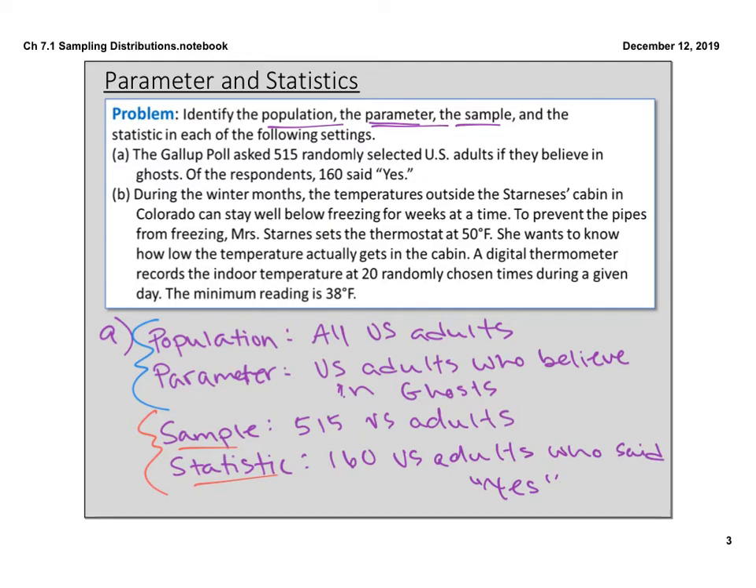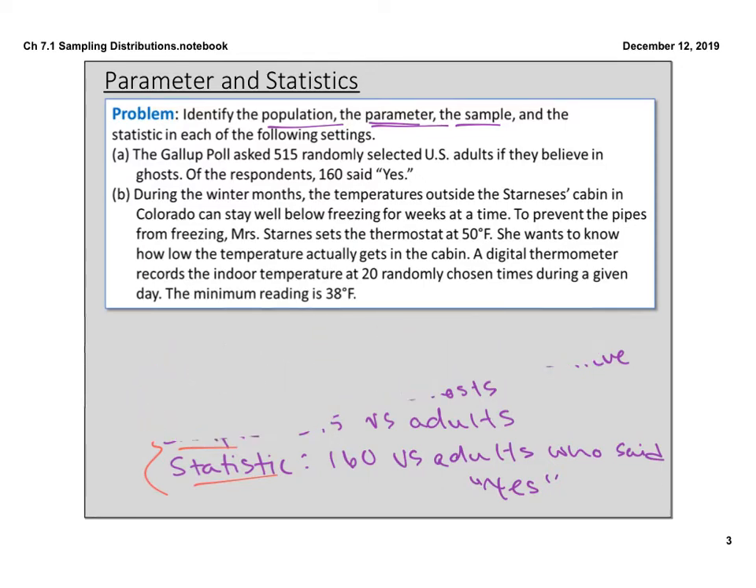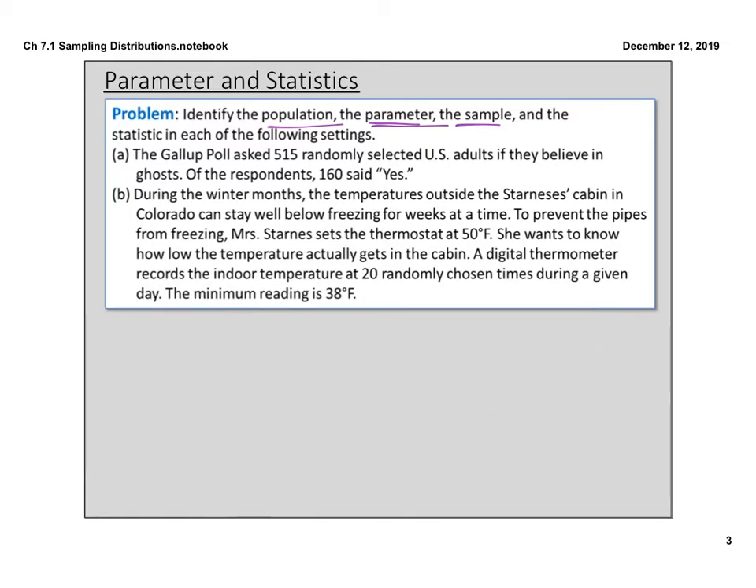Okay, so I'm going to do some erasing here, and then we're going to look at part B. It says, during the winter months, the temperatures outside the Starnes' cabin in Colorado can stay well below freezing for weeks at a time. To prevent the pipes from freezing, Mrs. Starnes sets the thermostat at 50 degrees. She wants to know how low the temperature actually gets in the cabin. A digital thermometer records the indoor temperature at 20 randomly chosen intervals during a given day. The minimum reading is 38 degrees Fahrenheit.